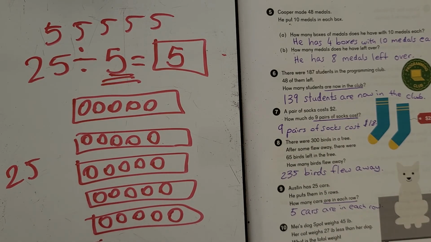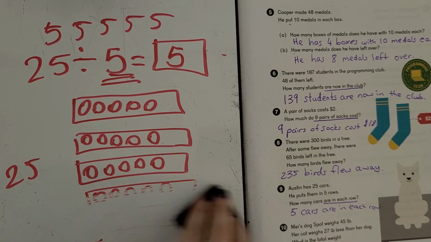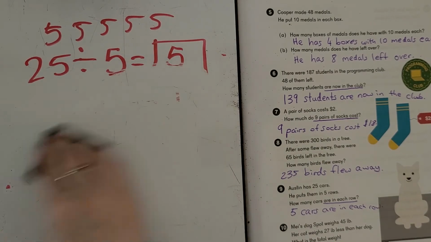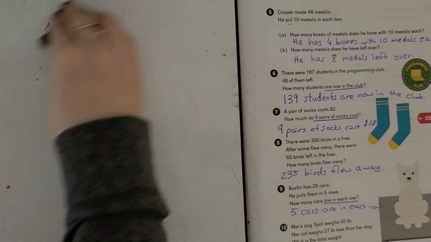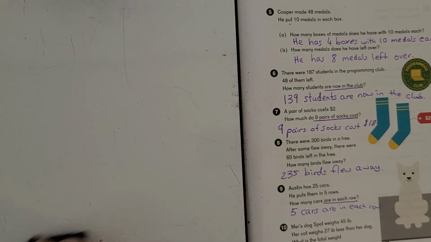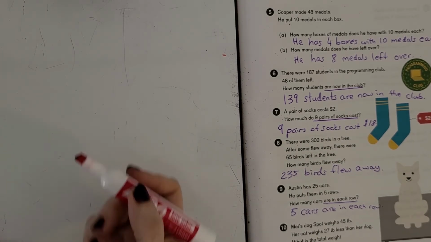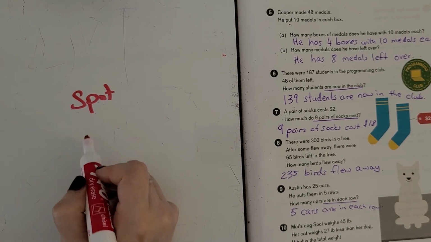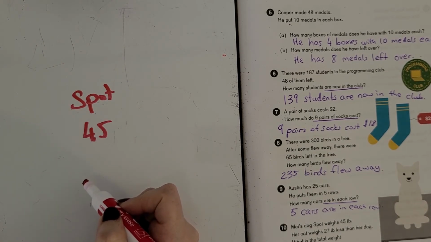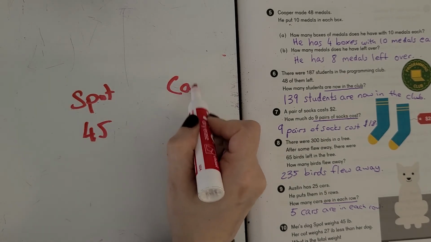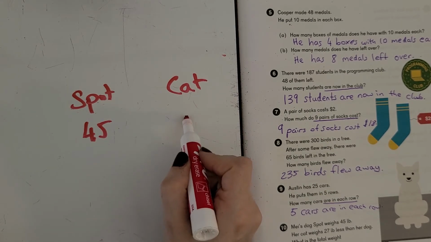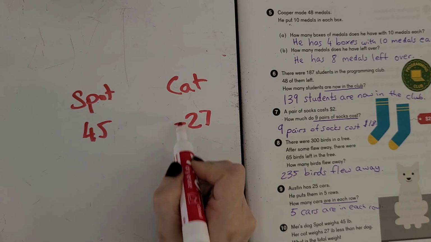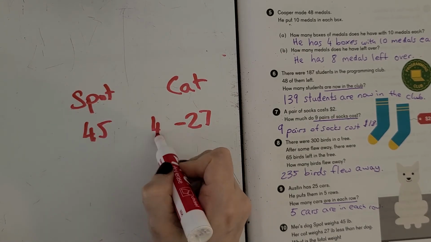Let's do the last word problem on this page, number 10. May's dog Spot weighs 45 pounds. Her cat weighs 27 pounds less than her dog. What is the total weight of both pets together? Okay, this is really good. So there's May's dog, Spot. So I'm going to write Spot. Spot weighs 45 pounds. And then her cat, I'll put cat here. The cat weighs 27 pounds less, so I'm putting minus, than the dog.